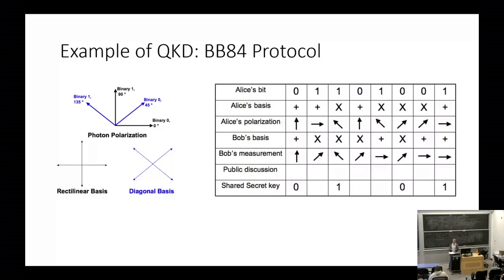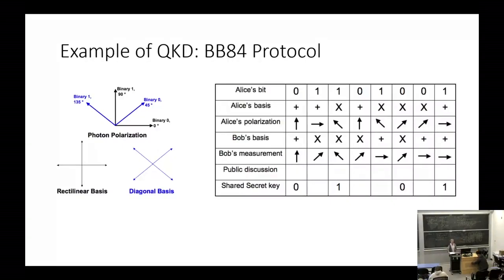A bit can be represented by polarizing a photon in one of these two bases, and I can choose what basis I use. So in the first phase of this protocol, Alice is going to communicate with Bob over the quantum channel. She's going to begin by choosing a random string of bits. For each bit, she's going to randomly choose a basis, but she knows what basis she's choosing, rectilinear or diagonal, by which to encode the bit.